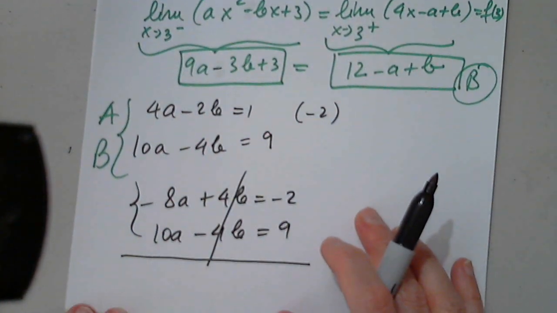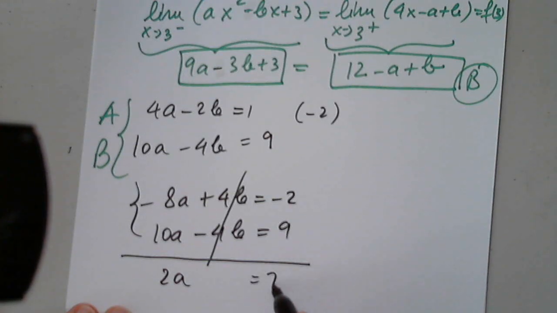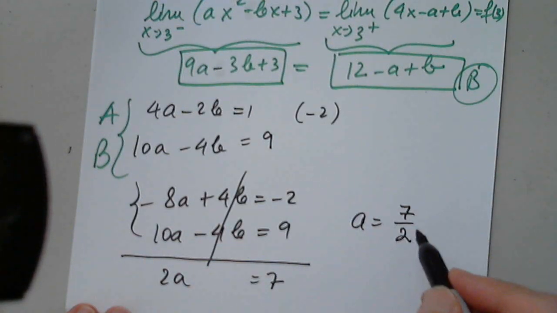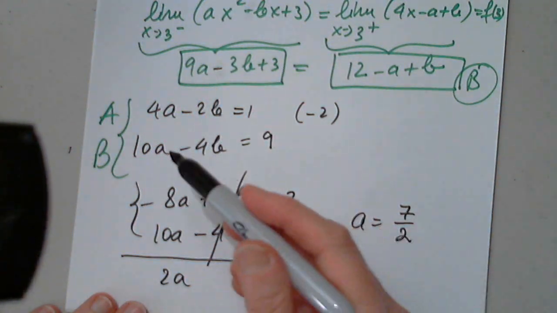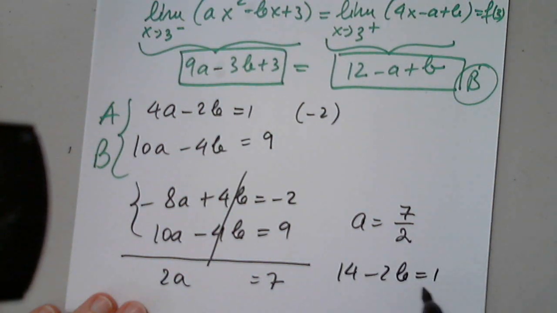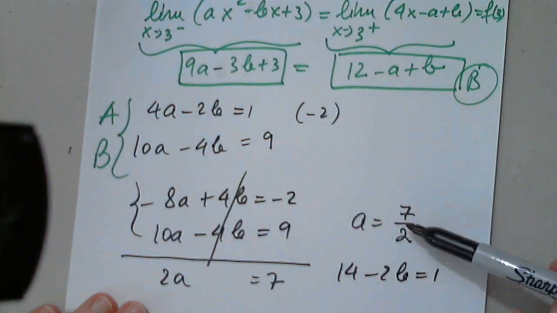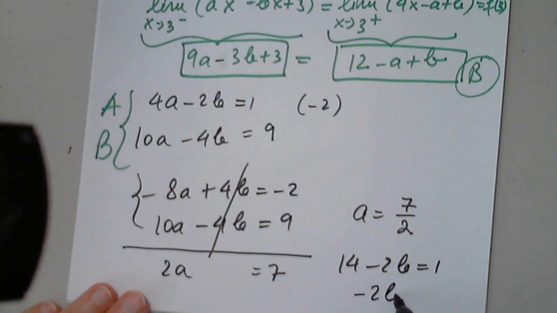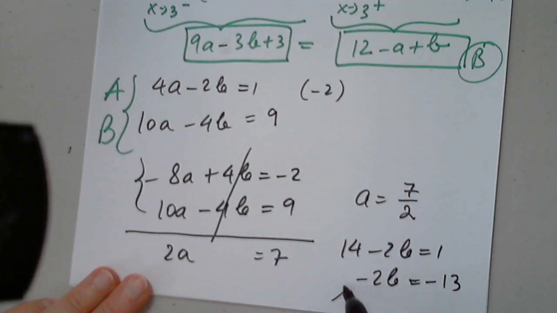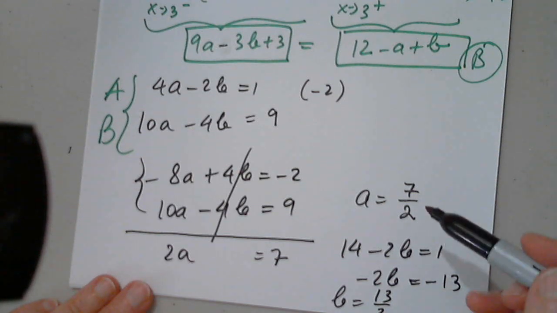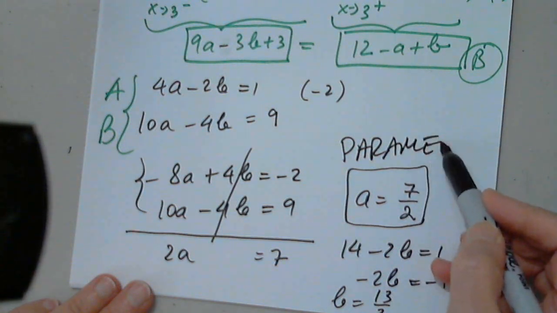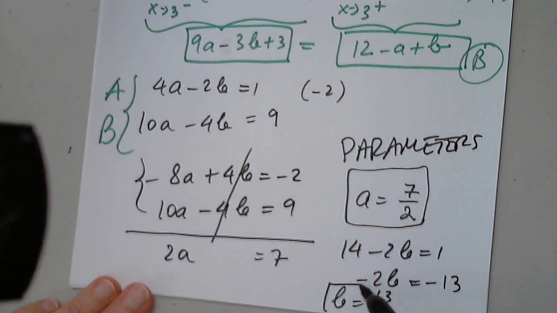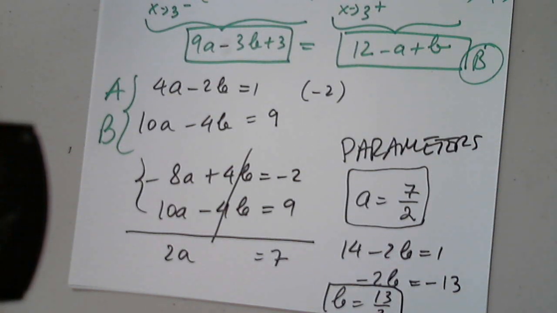These two go away as planned. This is 2a, and this is 7. So then a equals 7 over 2. 7 over 2 will go here. 4 times 7 over 2 is 14. 14 minus 2b equals 1. So negative 2b will be negative 13. 1 minus 14. So then b equals 13 over 2. So we determine the two constants or parameters that make the function continuous.